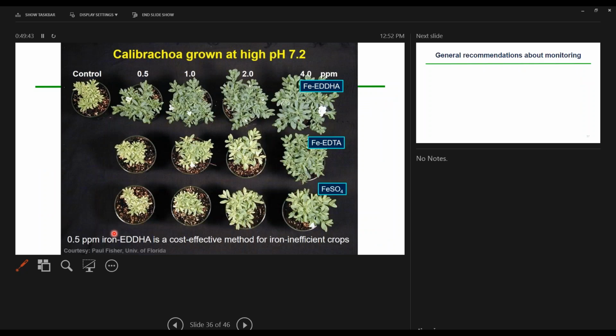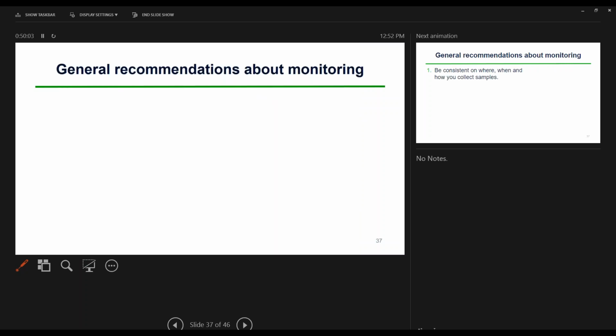And then here, just again, a similar example that if you're not adjusting the pH, in this case, the pH was very high, 7.2, you can see that it's going to take a lot more iron for you to recover that crop and get an optimal level. So you might as well, again, go back to adjusting the pH.